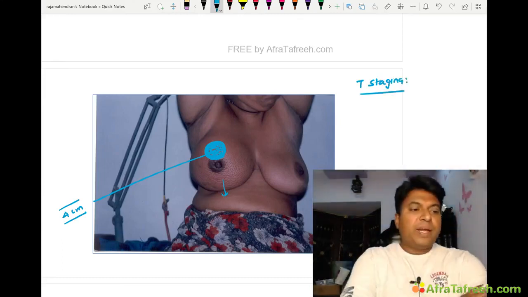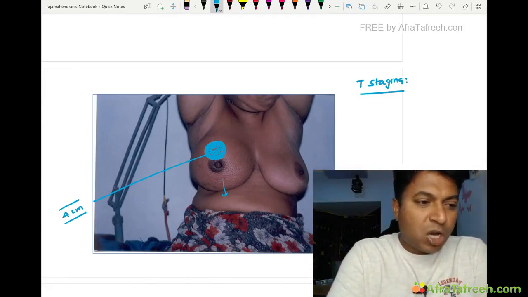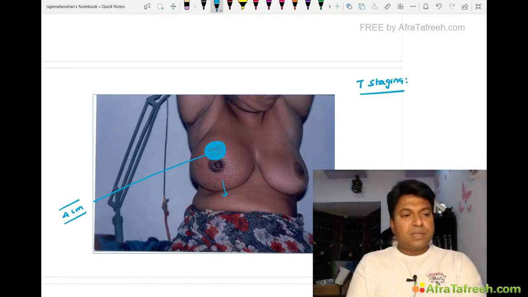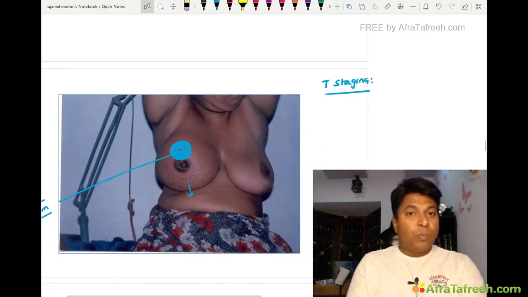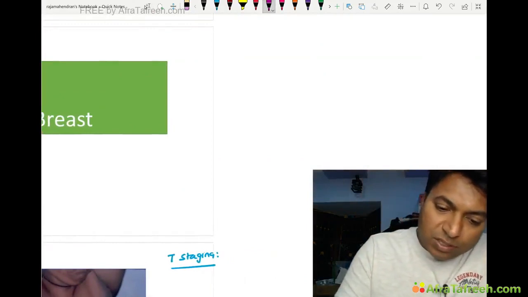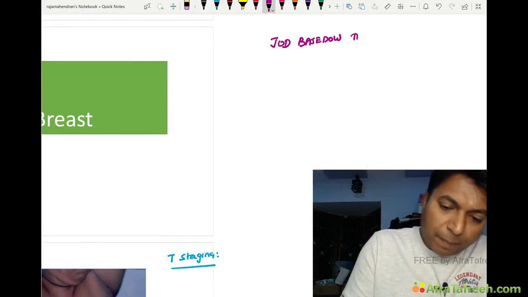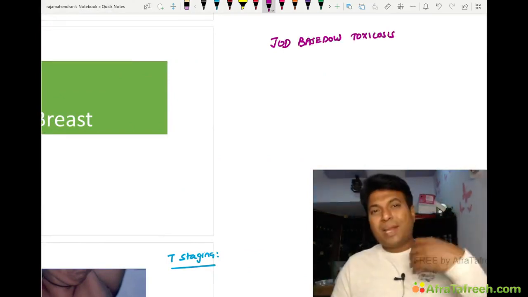So you need a mnemonic for Wolff-Chaikoff and Jod-Basedow. Jod-Basedow thyrotoxicosis is due to, you need not get confused at all. Jod-Basedow is toxicosis. Jod-Basedow means what? It is a toxicosis due to excess iodine.